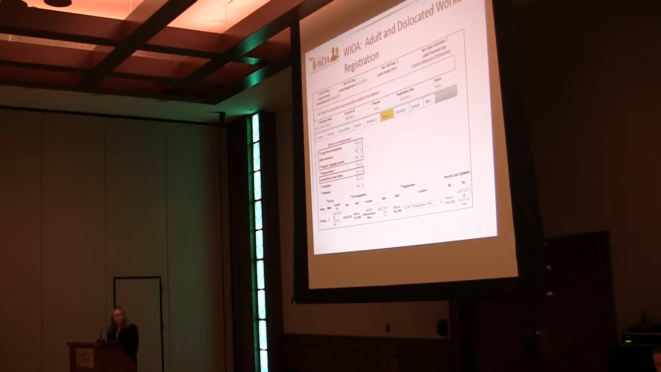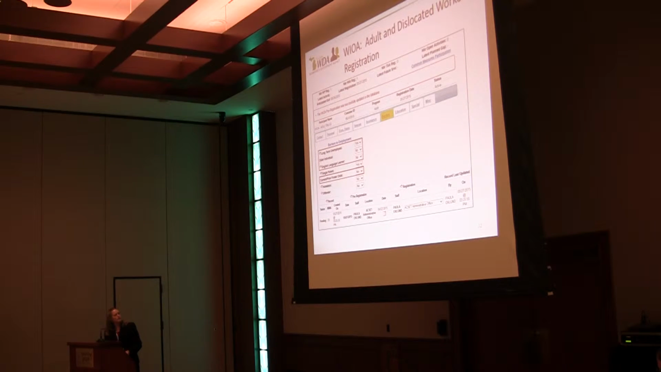Quite a few changes on the barrier tab. Some of them are what you currently collect now, but there's also some new data fields. The first new data field is long-term unemployed. That is a required field. We have older individual, which is an optional field. English language learner, that is simply a new label. Right now it is called limited English, and it will continue to be called limited English on WIA legacy screens, but the new language is the English language learner.